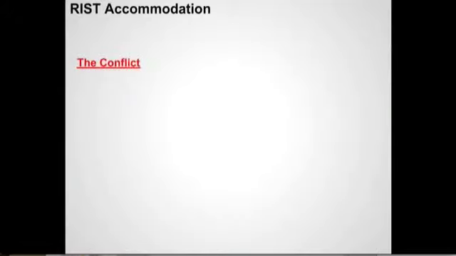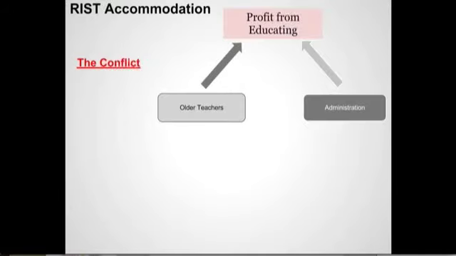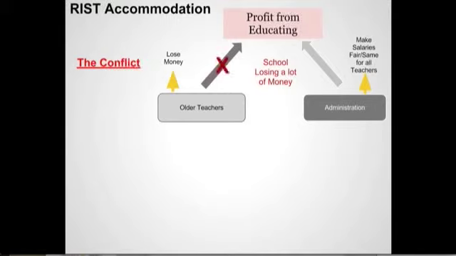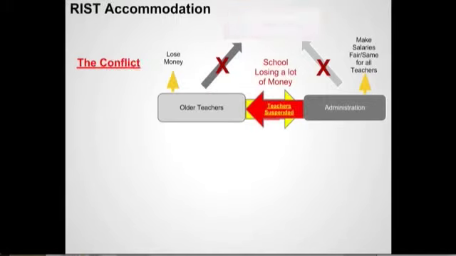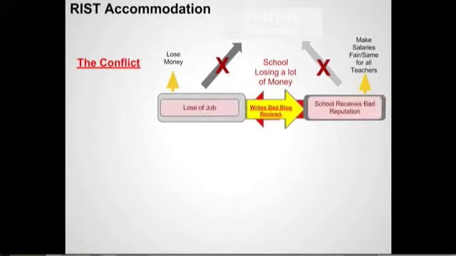So let's revisit our conflict at RIST. Old teachers trying to get the profit from the education, as well as the administrators trying to balance the budget. The school is losing money, and the salaries need to come down, so they make the salaries fair for all teachers. This means the old teachers lose money, they stop going for the goal, they start sending out mean emails, administration retaliates, teachers are suspended, the goal is no longer valid, and of course the teachers write blogs and reviews that are poorly reflecting on the school, the school loses its reputation, and of course the teachers lose their jobs.